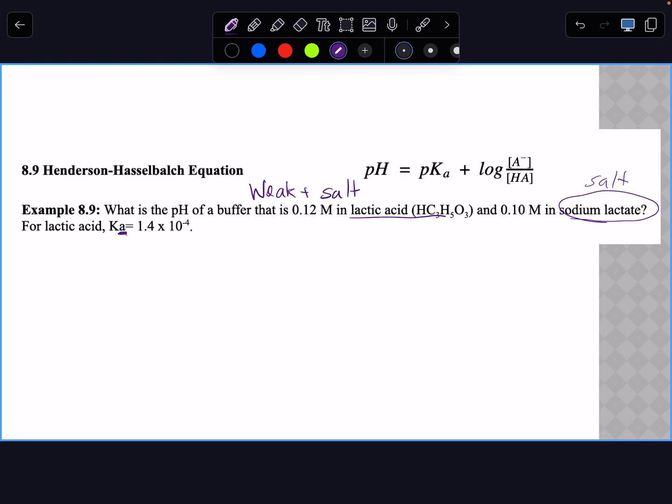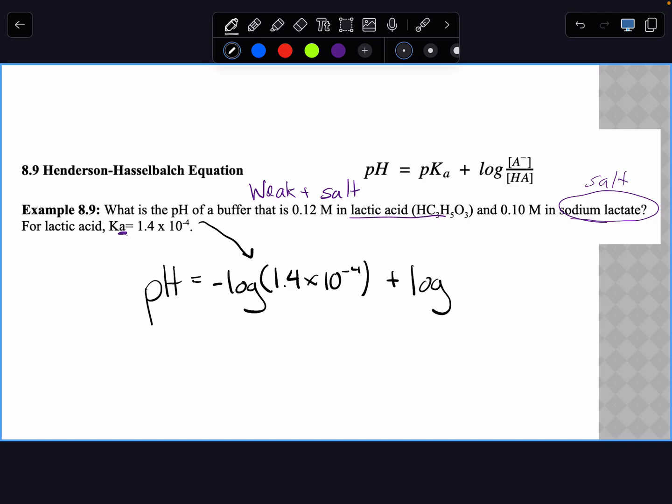So when it's a weak to salt equilibrium, the setup is actually pretty straightforward. Our equation is pH equals pKa. So we need to take the negative log of the Ka value, which they gave me. Now pay attention, some problems might just straight up give you the pKa, so you don't have to take the negative log. Be aware that you don't take negative logs of things that are already in pKa form. Hint to future problem. Plus the log of A minus over the HA.